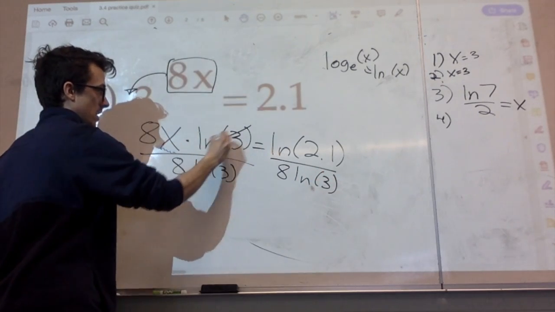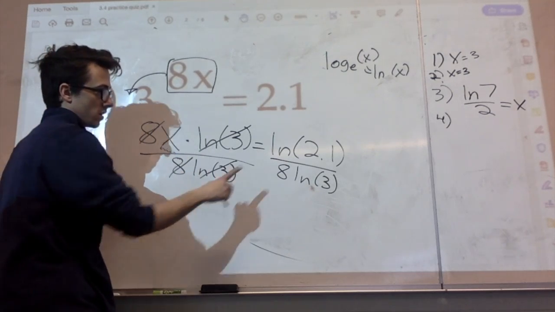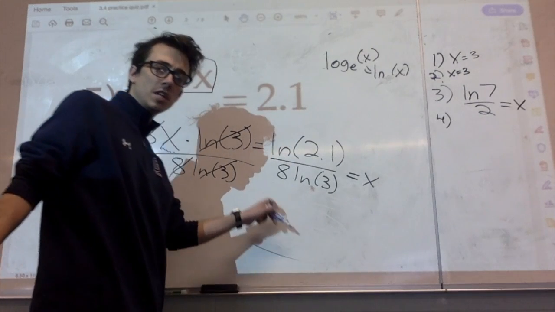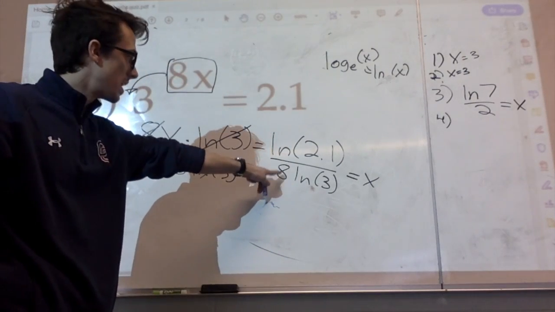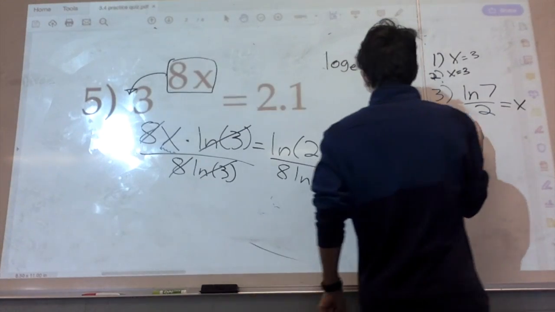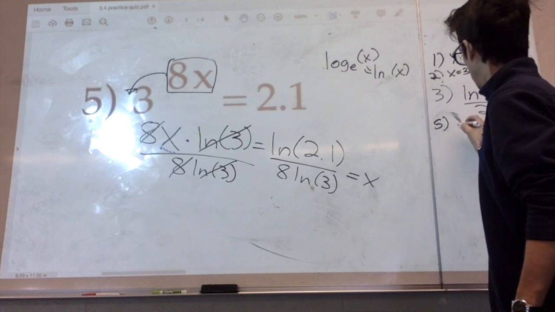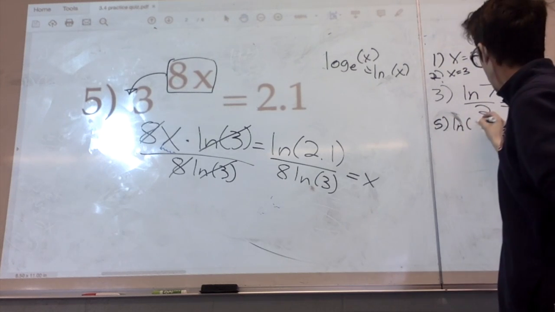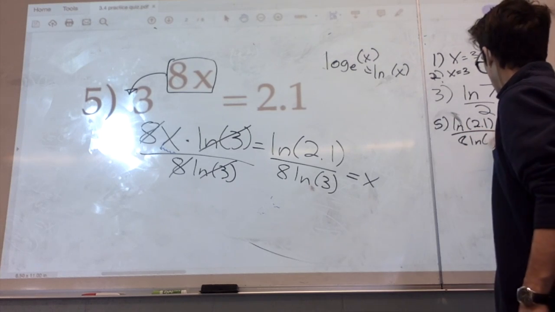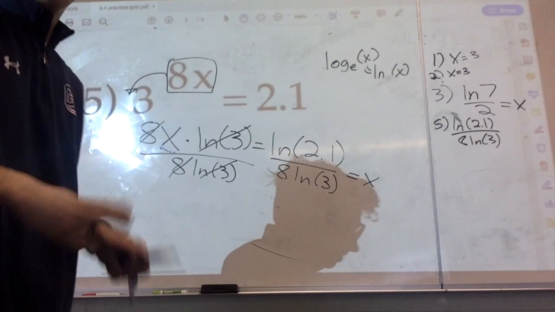We can cancel natural log of 3. We can cancel 8. X is left over. This is our answer. Nice little natural log of 2.1 dividing with 8 times the natural log of 3. So this is problem 5. 2.1 all over 8 natural log of 3. So that's problem 5.